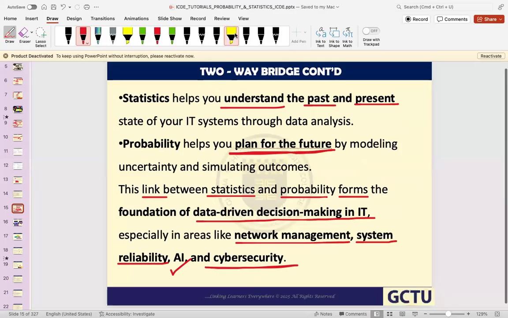At this point, the floor is open for your questions. Any question about what we have done so far in probability and statistics? If you have a question, please put up your hand and let me address your question. Any question? Any contribution?